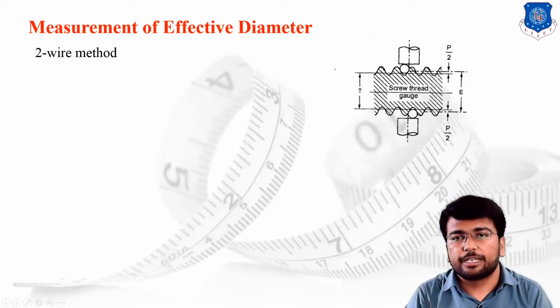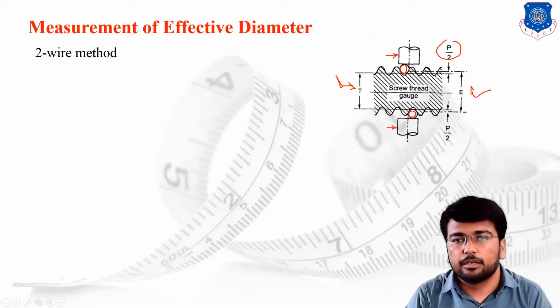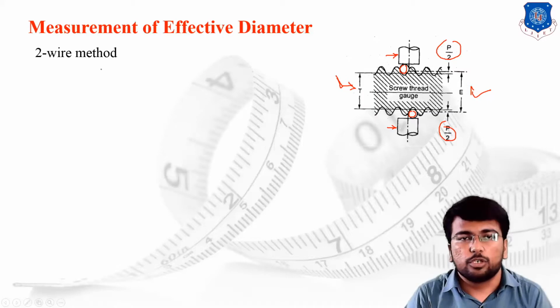Now from the figure you can check, we have one wire over here and another wire over here. The micrometer anvil has been placed over the wire, so we can measure the basic dimensions. Here T is the dimension under the wire, E is the effective diameter, and P by 2 is given. Now what is P by 2? We have derived the equation that E is equal to T plus twice something.